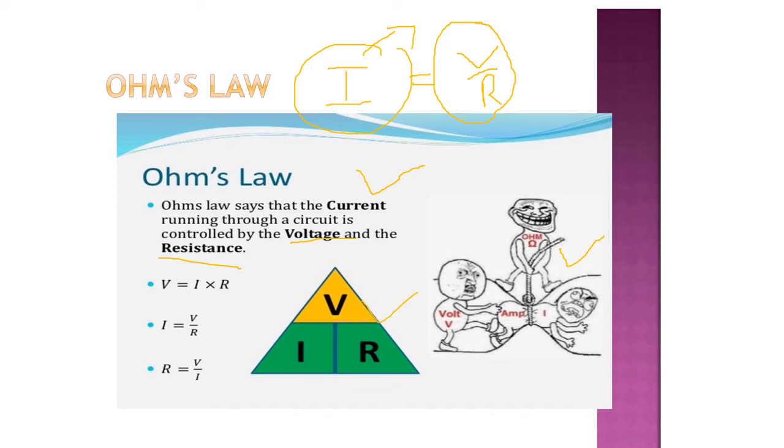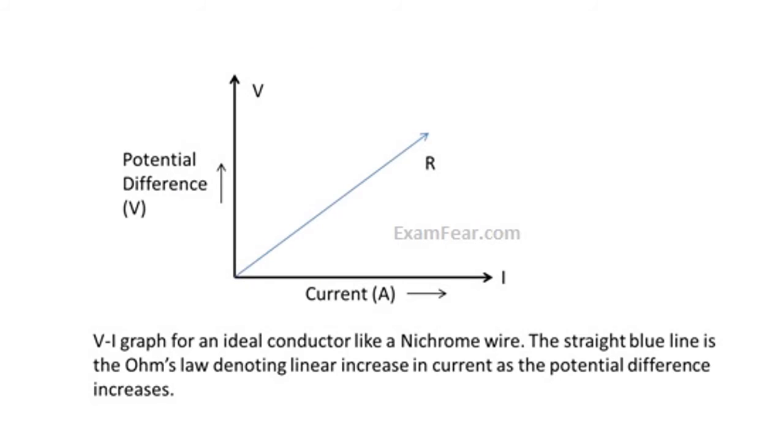Okay, so same again, this triangle. In this way the formulas can be generated. Through the graphical representation also we can explain, like by the VI graph. VI graph means potential difference and current plotted in the graph, current on the x-axis and potential difference on the y-axis. We are using a conductor like nichrome wire, so we will be getting a straight blue line because Ohm's law denotes the linear relation, that means when we increase the amount of potential difference, the amount of current is also increasing.